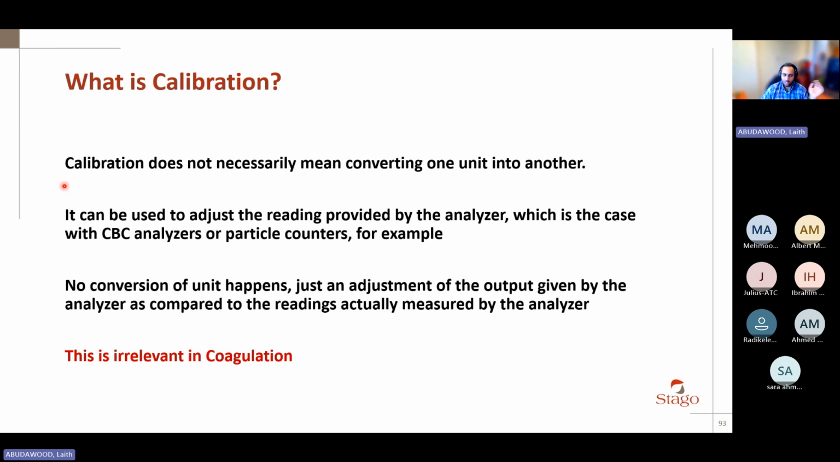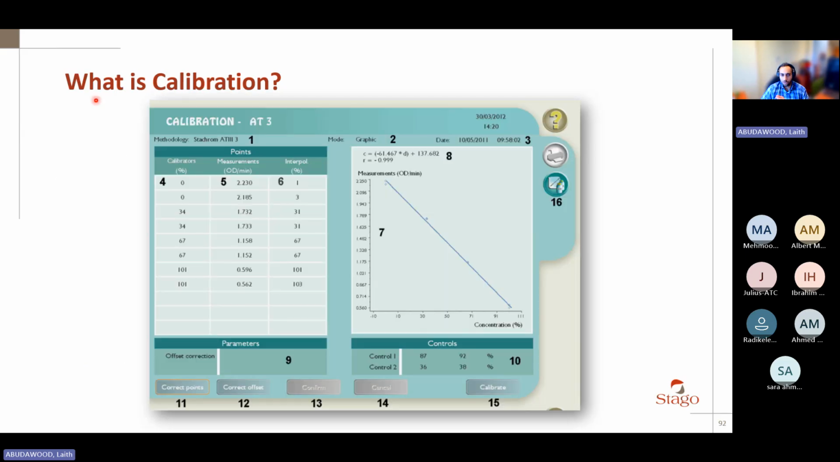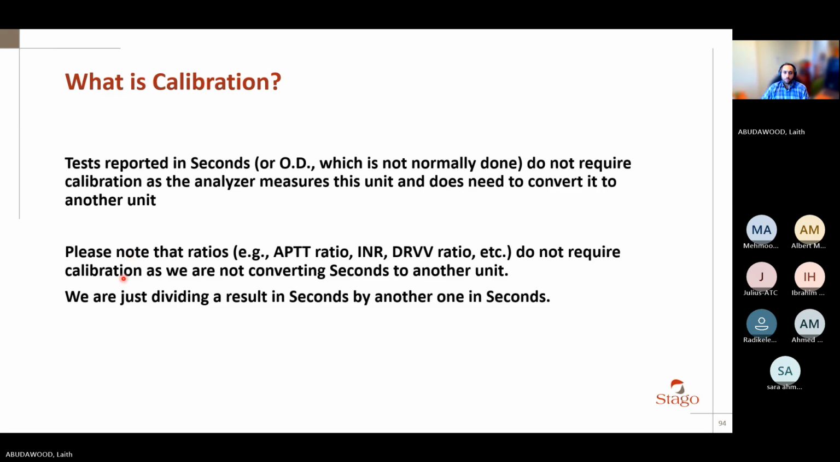But this concept that applies to CBC and flow cytometers does not really apply to coagulation. This is the concept that applies to coagulation. I need to run multiple dilutions of something with a known concentration, so I would convert a certain unit like optical density into another unit like percent. Why? Because optical density is meaningless for me clinically. This is pretty much the same thing we described.